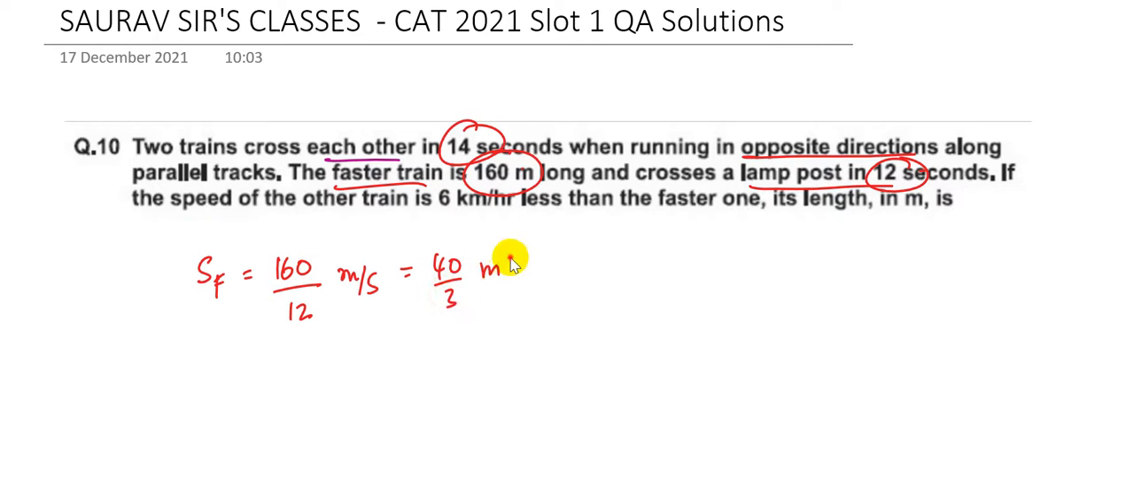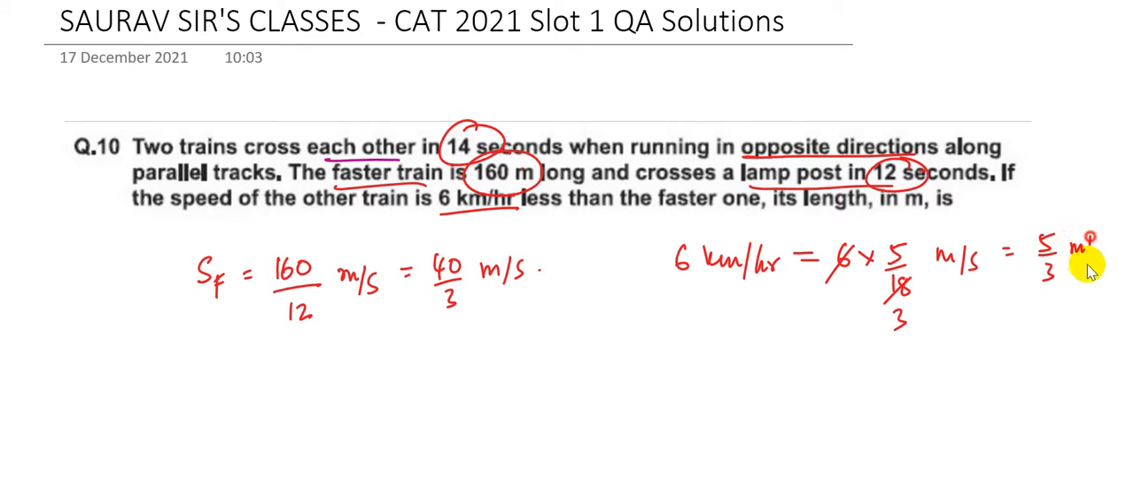3 meters per second. If the speed of the other train is 6 km per hour less than the faster one, we have to convert 6 km per hour to meters per second. So that is 6 into 5 by 18 meters per second, which is 5 by 3 meters per second.